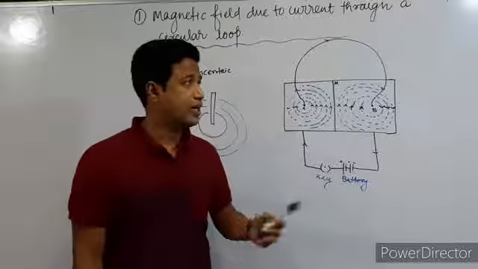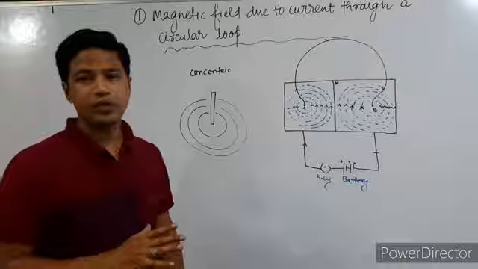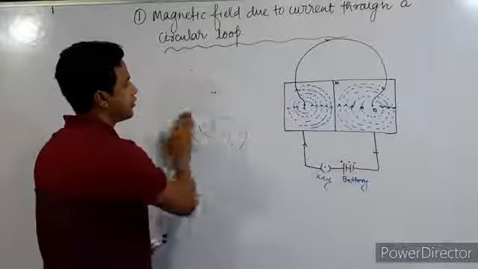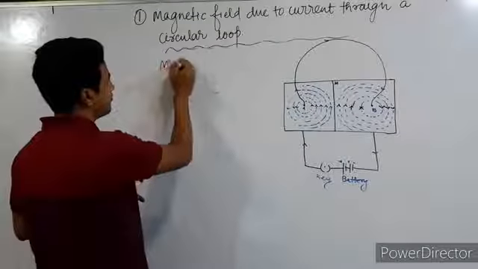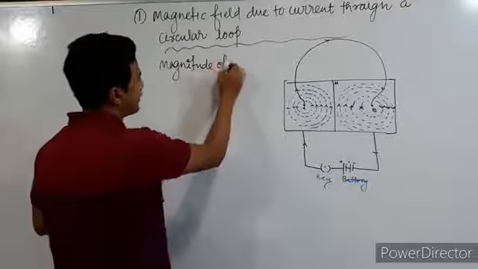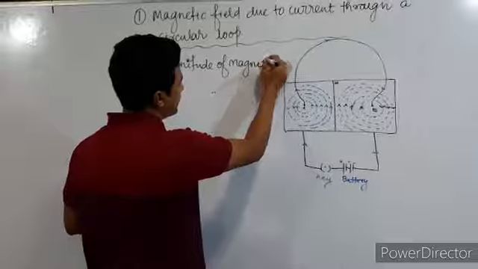So students, now we are going for some properties of this. What is the properties all about? First thing, we are going for the magnitude of the magnetic field. So what is the magnitude of the magnetic field?